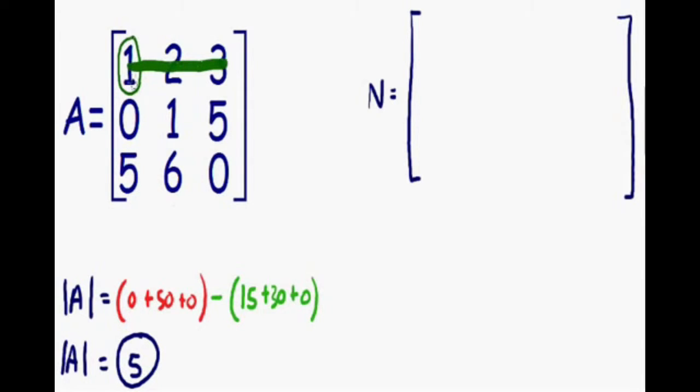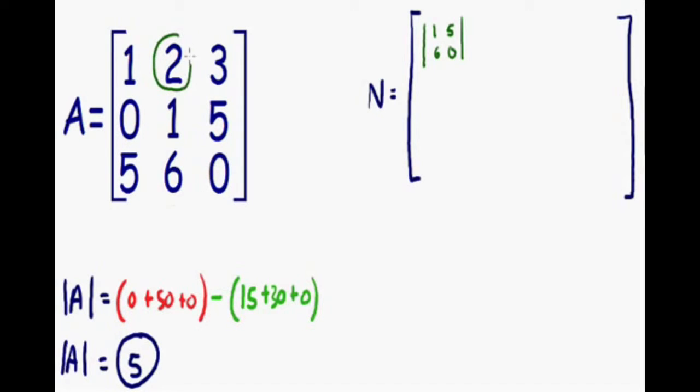If we cross out the row and the column of this number 1, notice how we're left with a 2 by 2 matrix 1, 5, 6, 0. So in the top left position, we need to copy that 2 by 2 matrix and put 1, 5, 6, 0. So now we need to do the same exact thing for every number in the matrix A.